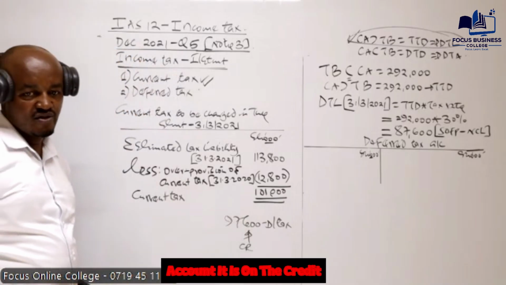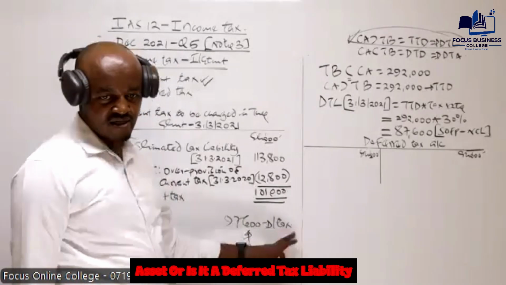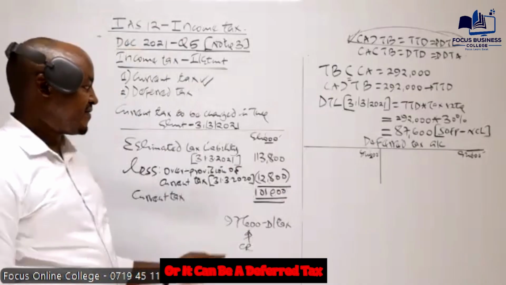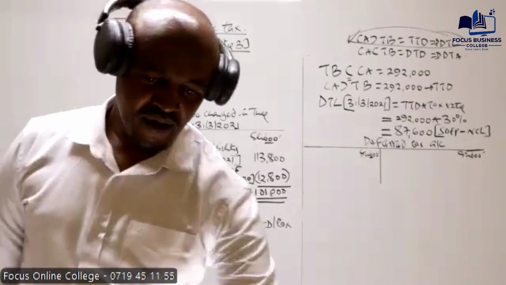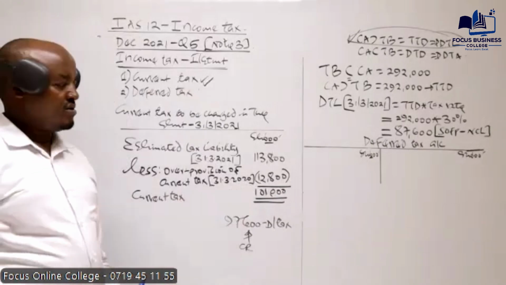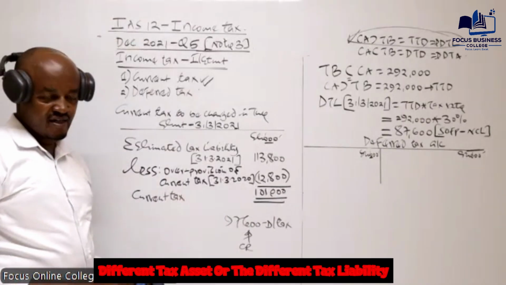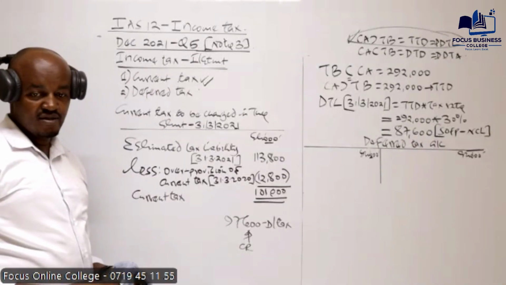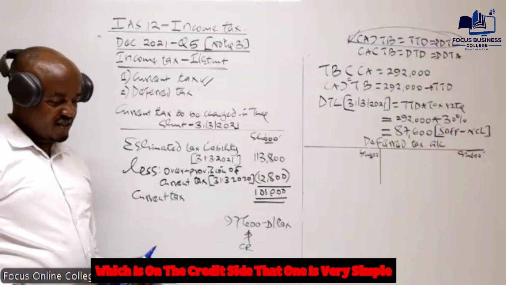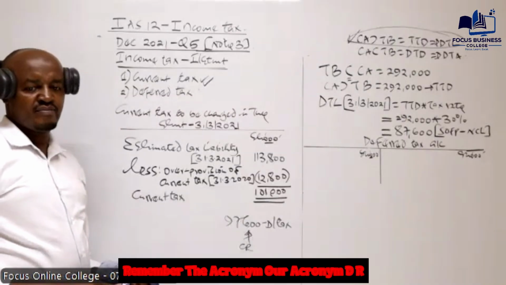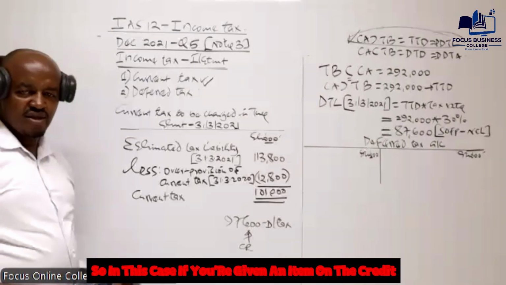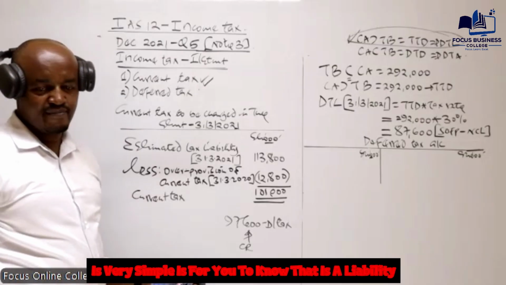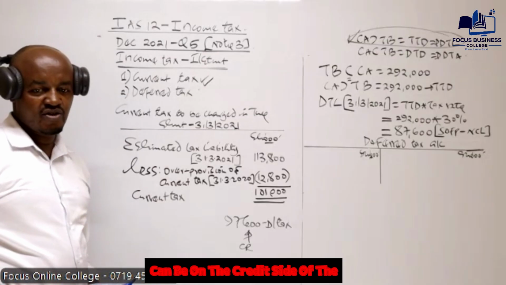So now take into account it is on the credit side. Is this a deferred tax asset or is it a deferred tax liability? Because it can either be a deferred tax asset or a deferred tax liability. This particular amount, which is on the credit side, is very simple. Remember our acronym DIRA. If you're given an item on the credit side, it's a liability. There is no way an asset can be on the credit side of the trial balance.